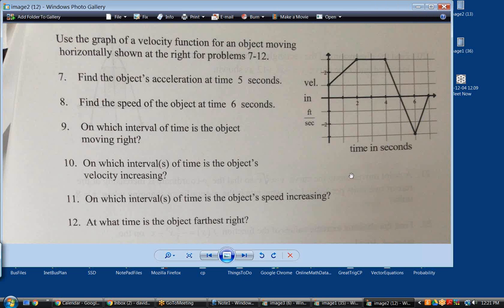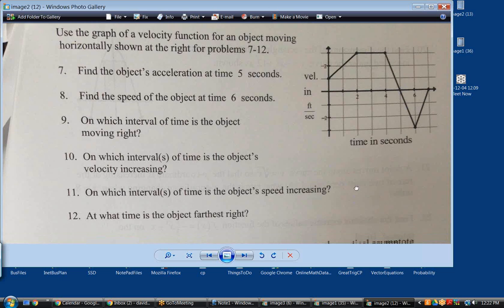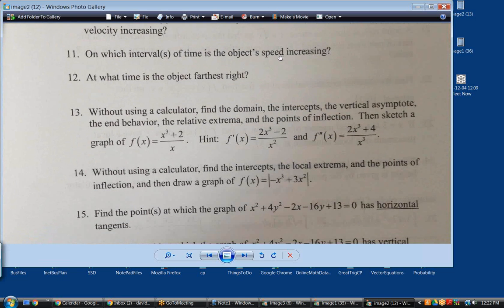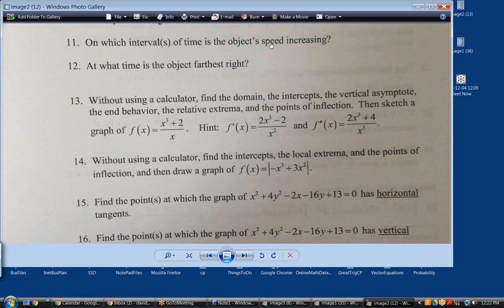Okay, so at what time is the object furthest to the right? 5? Yeah. It's moving to the right all of this time. And then all of this time it's moving to the left. So this has to be the point that it's the furthest to the right.